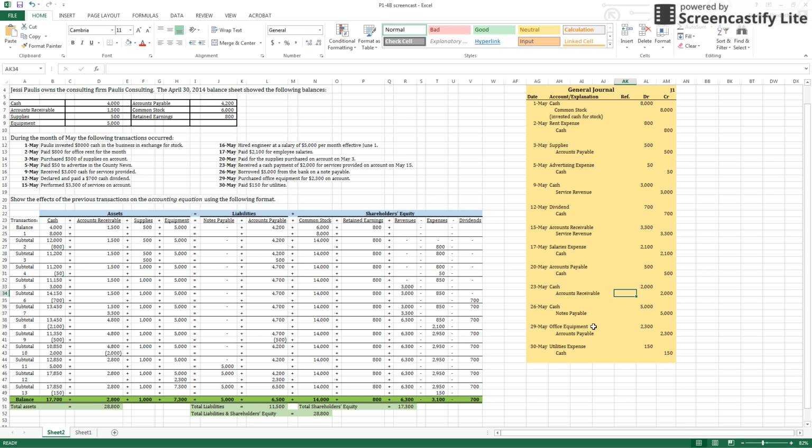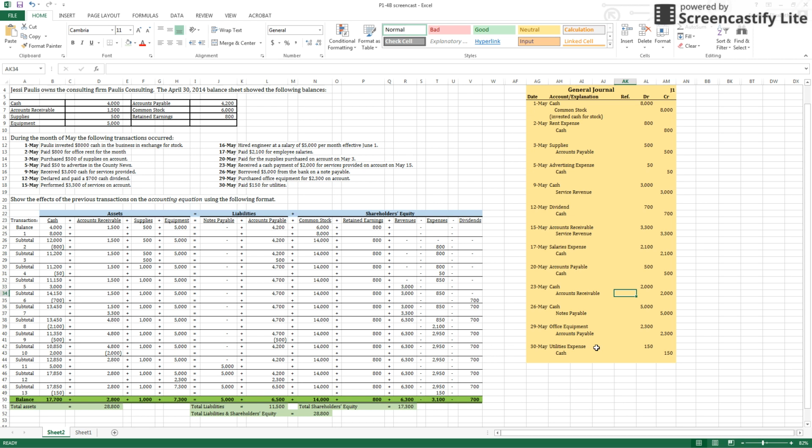On the 29th, we purchased office equipment for $2,300 on account. This is an asset, office equipment. We'll use it in our business, and it increases with a debit, $2,300. Of course, we didn't pay cash for it, so we owe money, accounts payable, $2,300, a credit, which increases that liability.